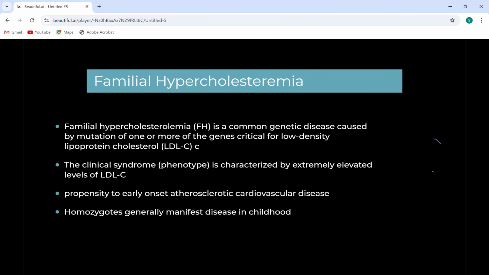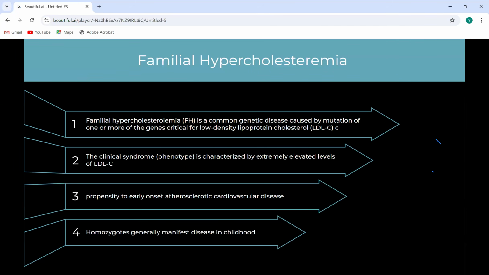But what you should be interested in is whether there is a monogenic or a true genetic reason for somebody having a very high cholesterol level, and whether it's homozygous, because then the children will manifest much earlier. So familial hypercholesterolemia is a common genetic disease, and it's basically caused by the mutation of one or more genes critical for LDL cholesterol metabolism. So the clinical syndrome or the phenotype is characterized by extremely elevated levels of LDL-C. The problem is these patients have the propensity for early development of atherosclerotic cardiovascular disease.